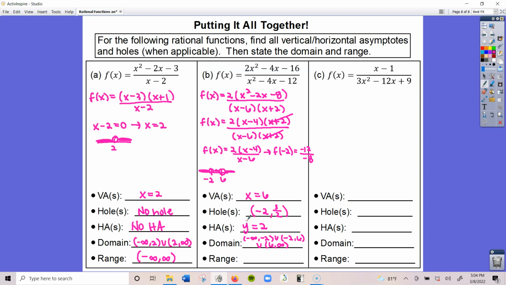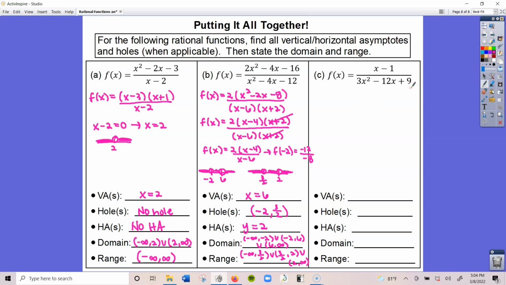Now my range is affected by the y value of the hole and the horizontal asymptote. 3/2 is 1.5, so that's smaller than 2. These are my numbers that I'm going to exclude, but everything else is fine. So my range would be from -infinity to 3/2, union 3/2 to 2, union 2 to infinity.